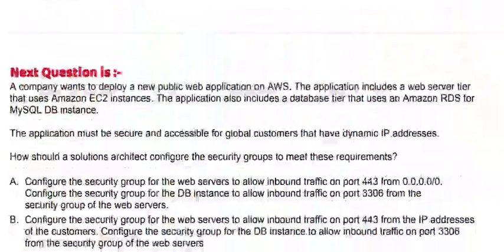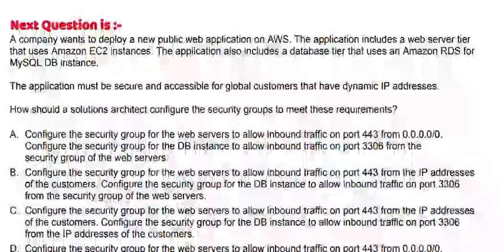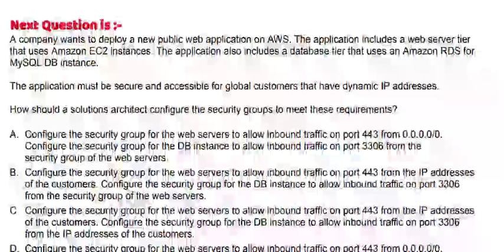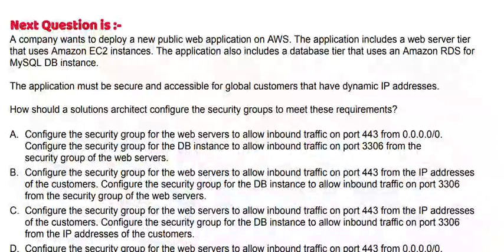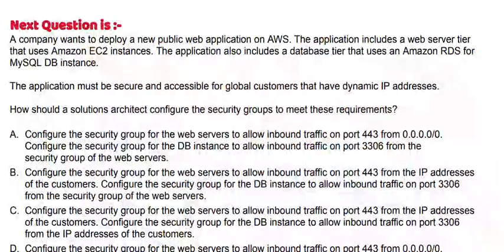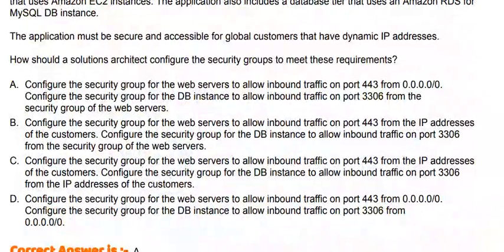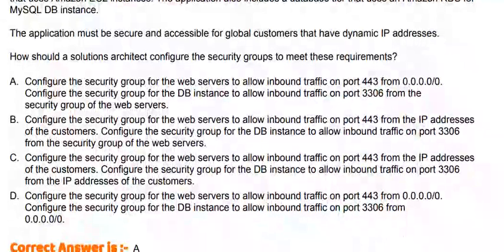Next question is, a company wants to deploy a new public web application on AWS. The application includes a web server tier that uses Amazon EC2 instances. The application also includes a database tier that uses an Amazon RDS for MySQL DB instance. The application must be secure and accessible for global customers that have dynamic IP addresses. How should a solutions architect configure the security groups to meet these requirements? Please go through the options. And the correct answer is option A.